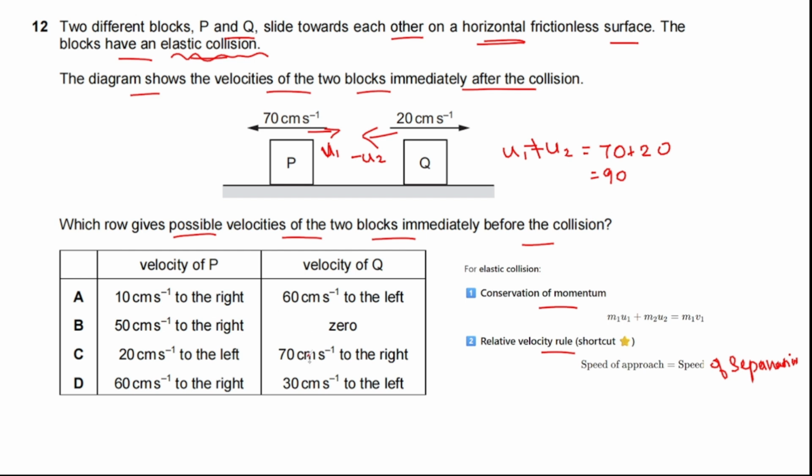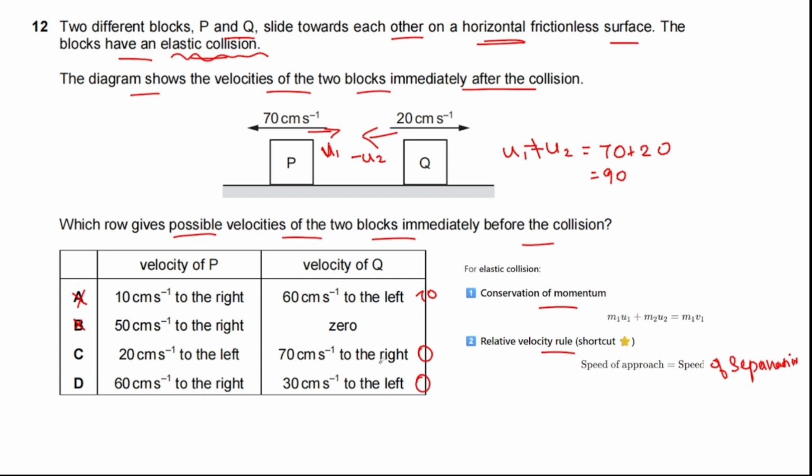So if you are checking those options, the first one is adding 10 and 60. So it is 70, so it's not a correct option. Then 50 and 0, again a wrong option. 20 and 70, it may be a correct answer. Then 60 and 30 also may be a correct answer.